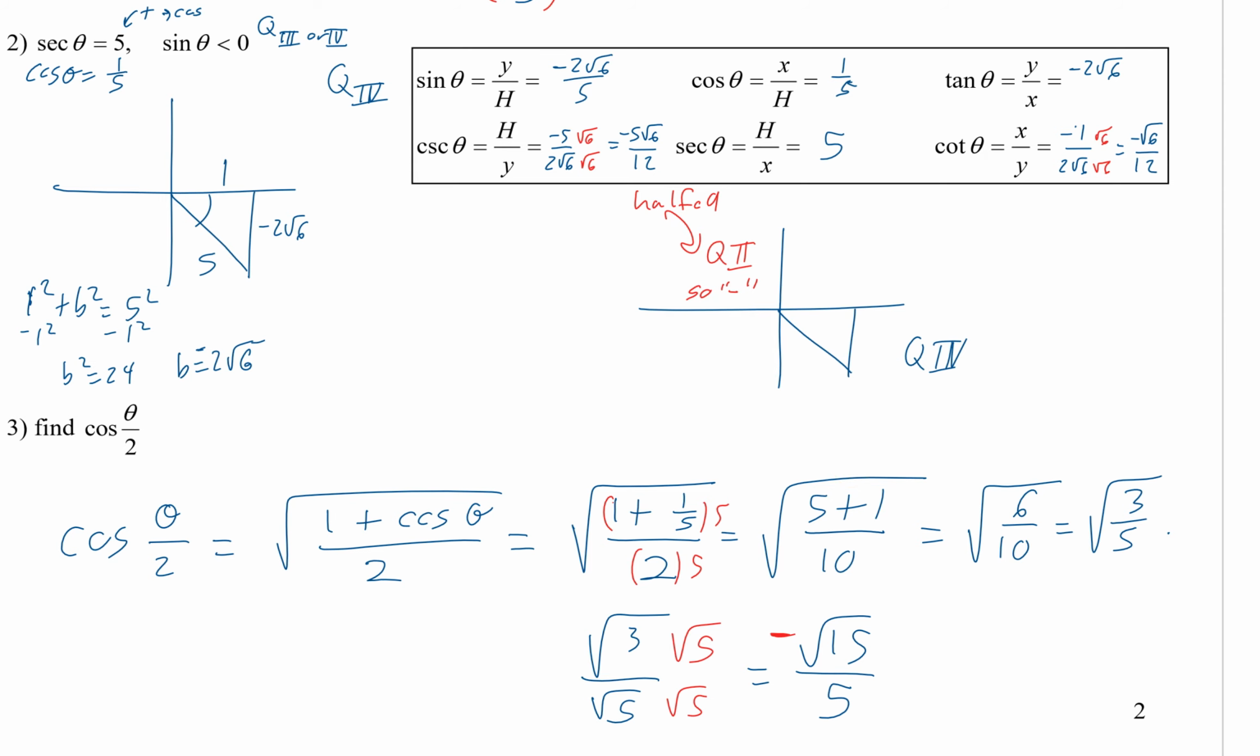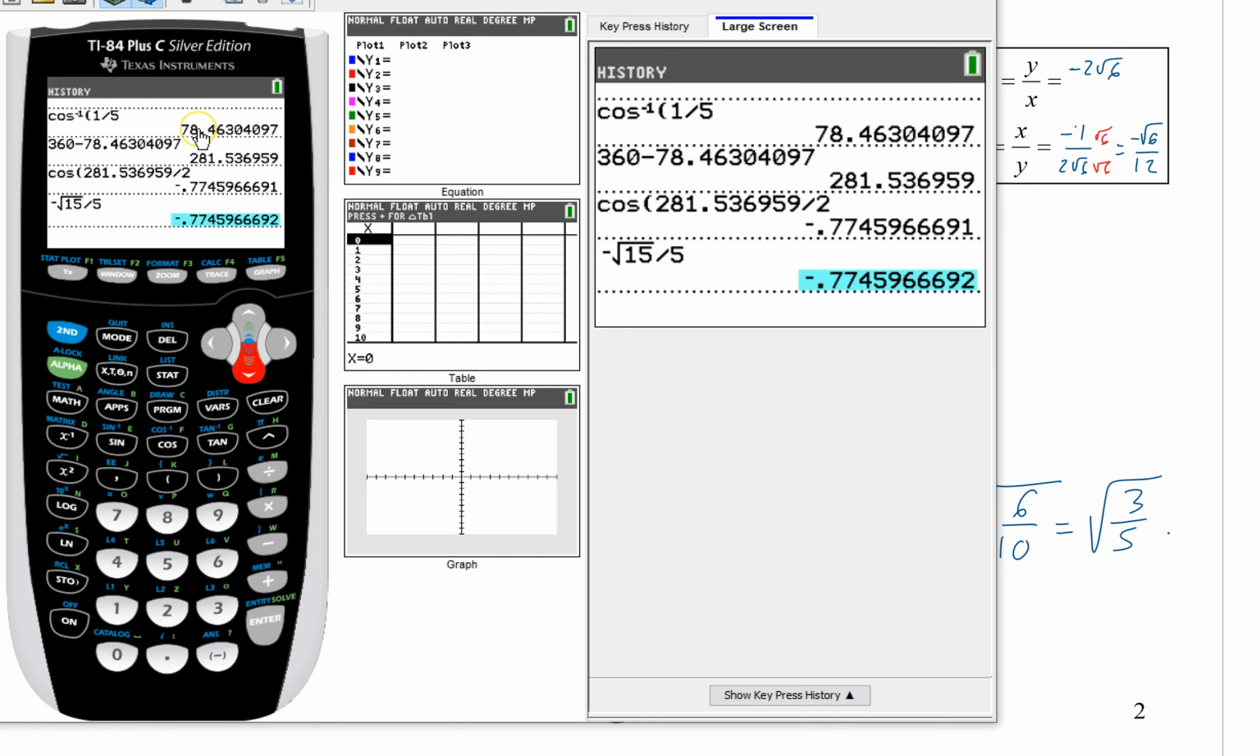Okay. Checking with the calculator. So inverse cosine gave us 78. But again, we are not in quadrant 1. We are in quadrant 3. So 360 minus 78 put us at 281. Now we are in quadrant 4.